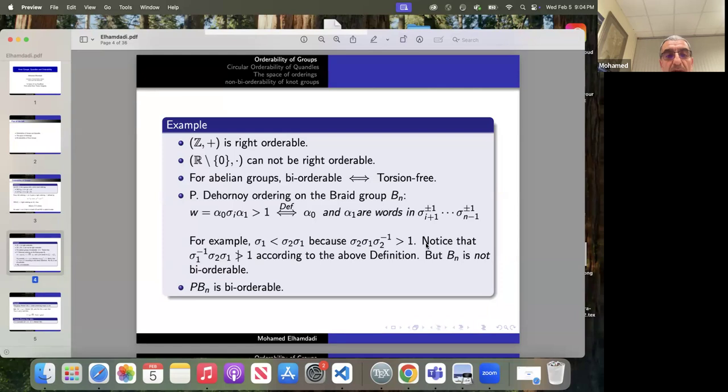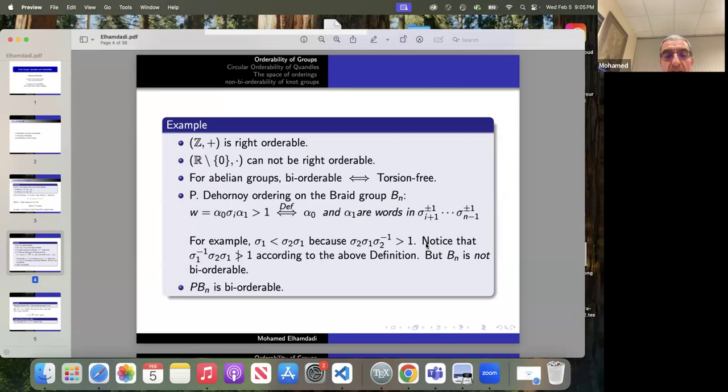This is due to Patrick Dehornoy. He defined an ordering on the braid group Bn. A word W of the shape alpha 0 sigma i alpha 1 is greater than 1, where sigma i is one of the generators. By definition, alpha 0 and alpha 1 are words in the sigma j such that j is greater than i, starting from i plus 1 till the last one, sigma n minus 1.